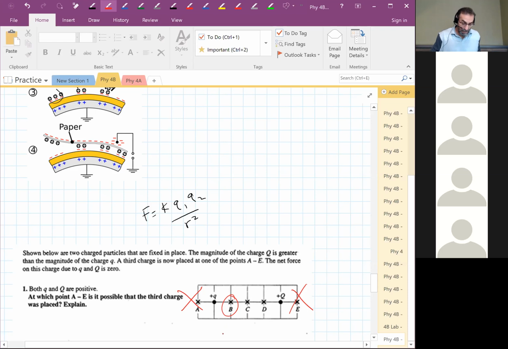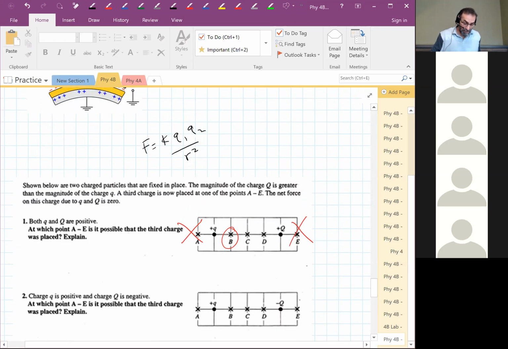All right. Let's take a look at the next example, see if you're getting it. So the lowercase q is the same, but the capital Q is now negative. So this one has changed. This one's now negative. You see that? Capital Q is greater in magnitude of charge than lowercase q, yes.